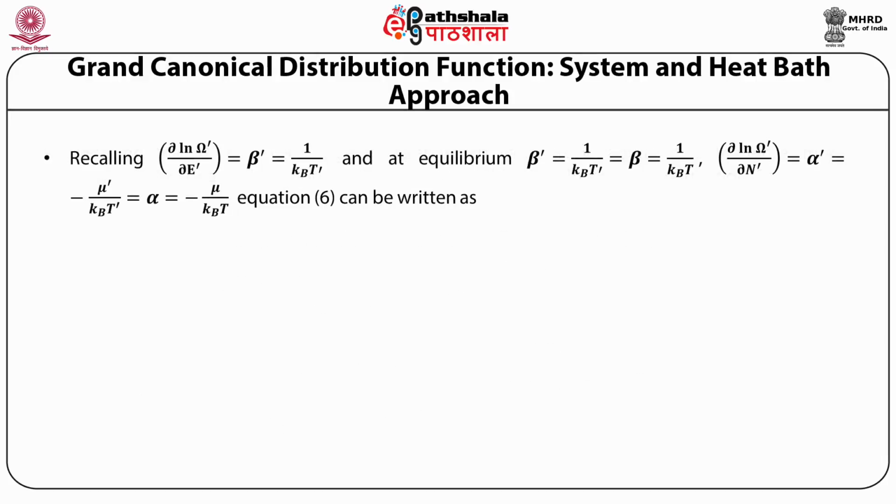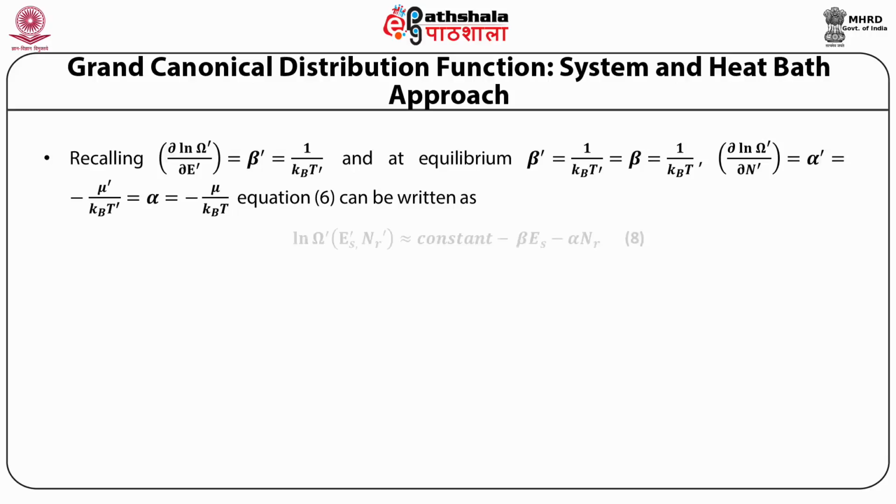Recalling, the partial derivative of log Ω' with respect to E' is equal to β', which is 1 upon kBT', and at equilibrium β' equals β, which is 1 upon kBT. And the partial derivative of log Ω' with respect to N' is equal to α', which is minus μ' divided by kBT', equal to α, which is minus μ upon kBT.